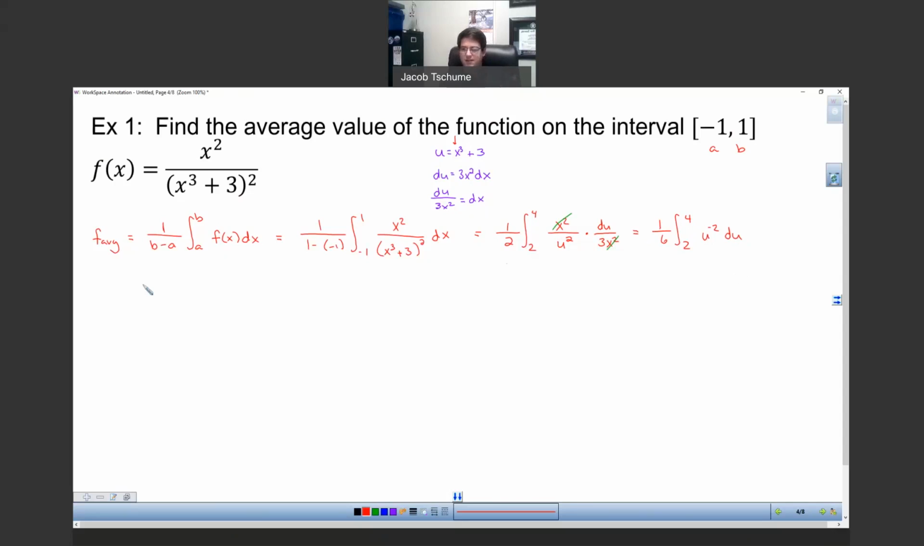I can now integrate this function, so it would be 1/6 times, add 1 to the power and divide by the power, and evaluate that from 2 to 4. I'm going to rewrite this a little bit to make it a little easier on ourselves. So I'm going to bring that -1 out front to make it a -1/6 in this case. All right. And then I am going to write this as 1 over u, evaluated from 2 to 4.